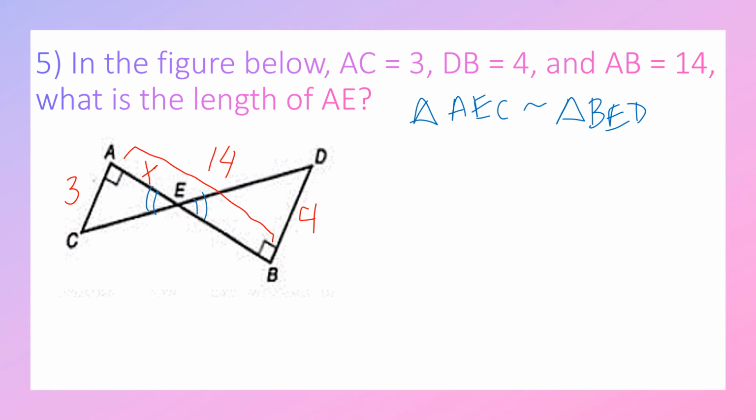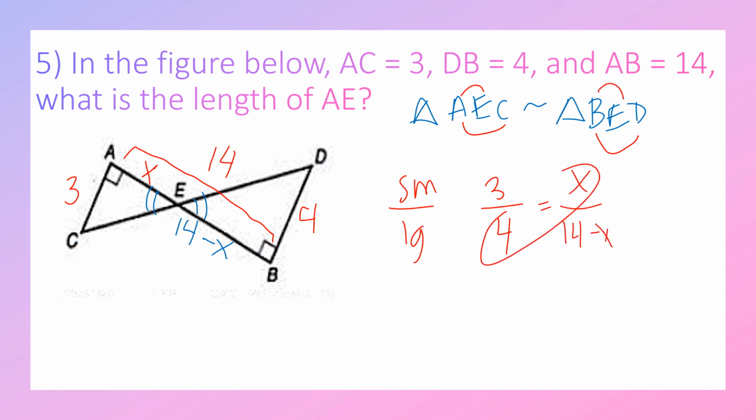Okay, now I know they're similar, so I'm going to set up a proportion to find my missing length. But I need to first figure out what this right here is. The whole entire thing is 14. One piece is x, so that means that this piece here is, I'm going to take 14 and subtract x from it. Okay, so then to do the problem, I'm going to do the small triangle to the large one. I'm going to start with my AC and my BD side. So AC is 3, BD is 4. Then I'm going to do my AE side. So AE is x, BE is 14 minus x. And then you'll go ahead and cross multiply.